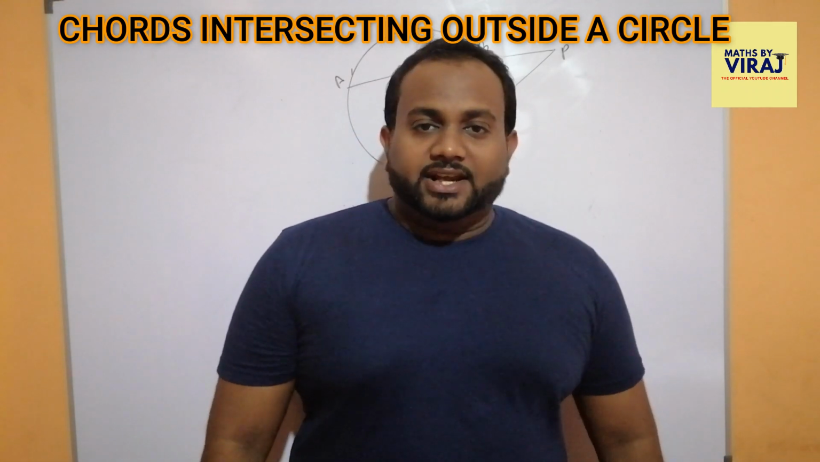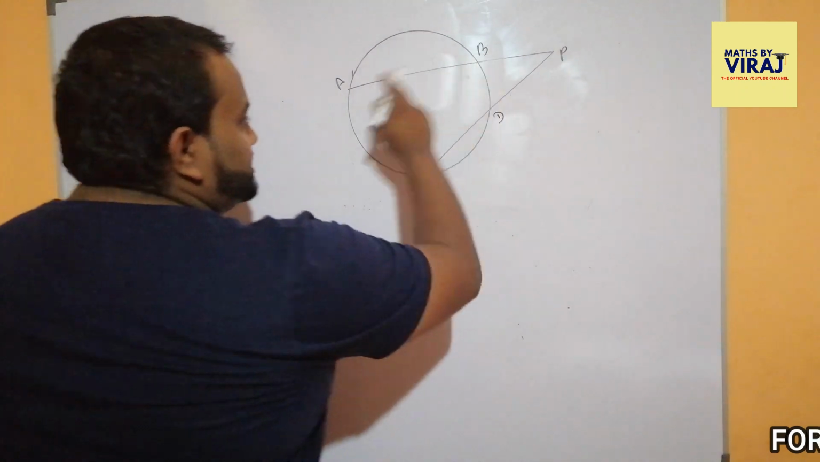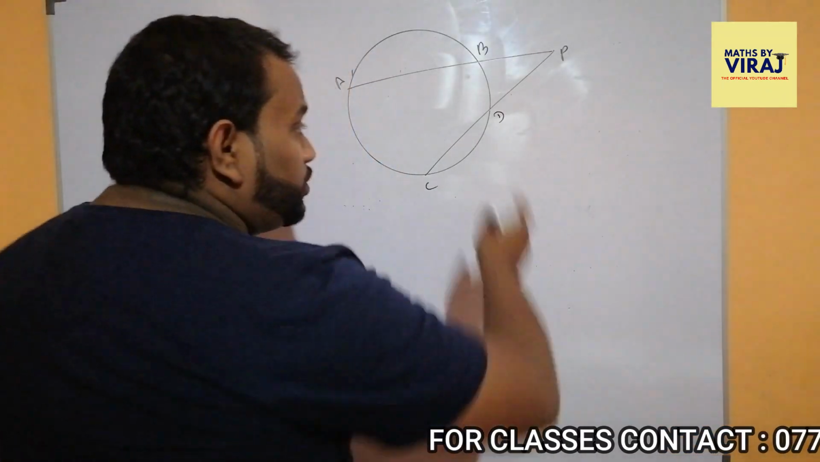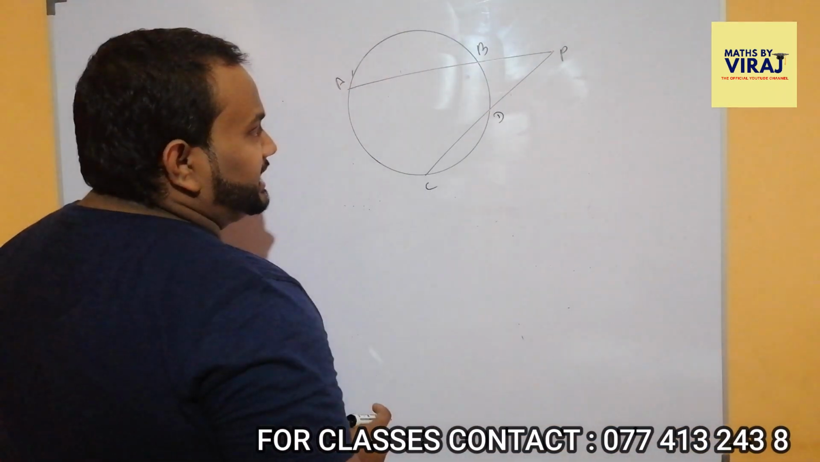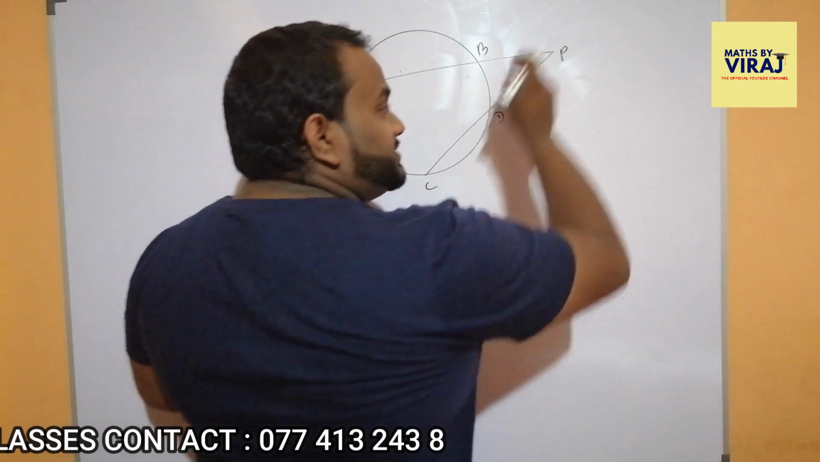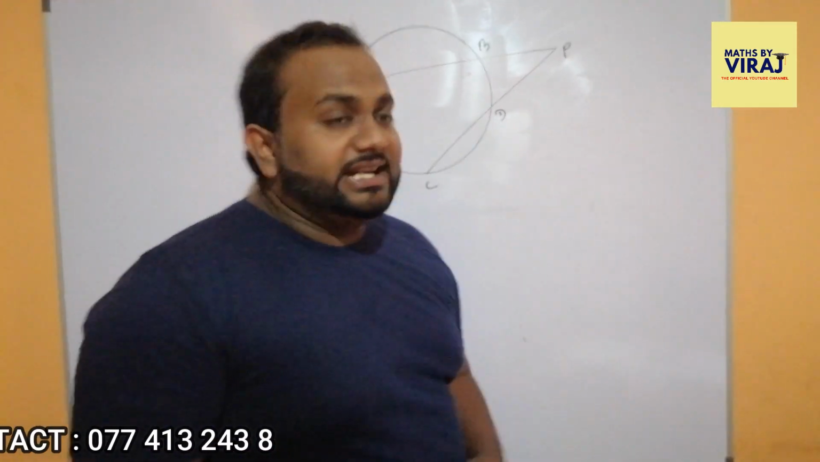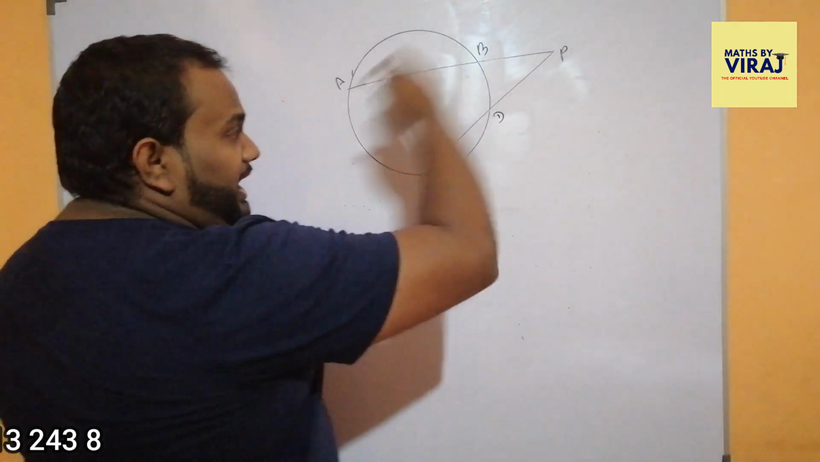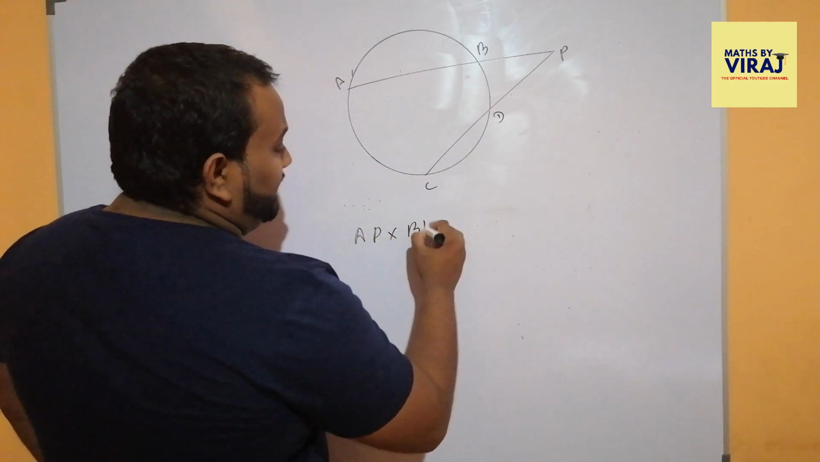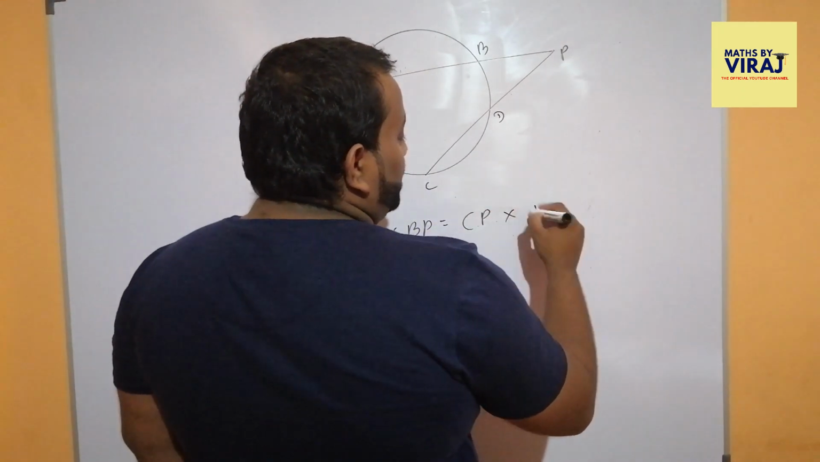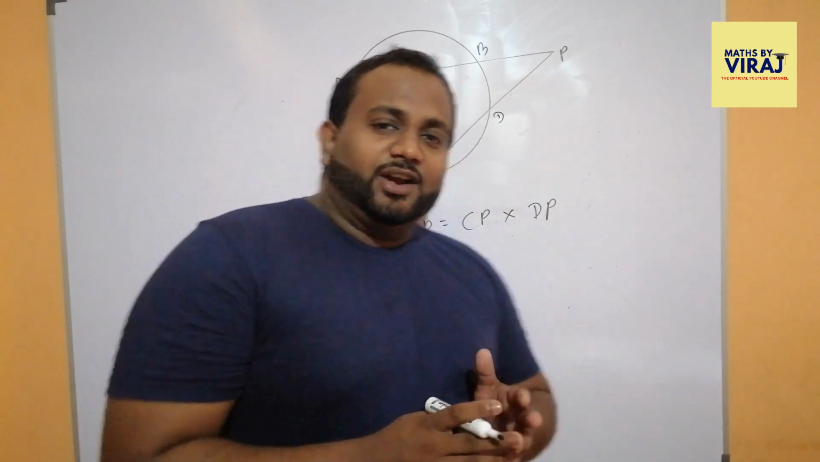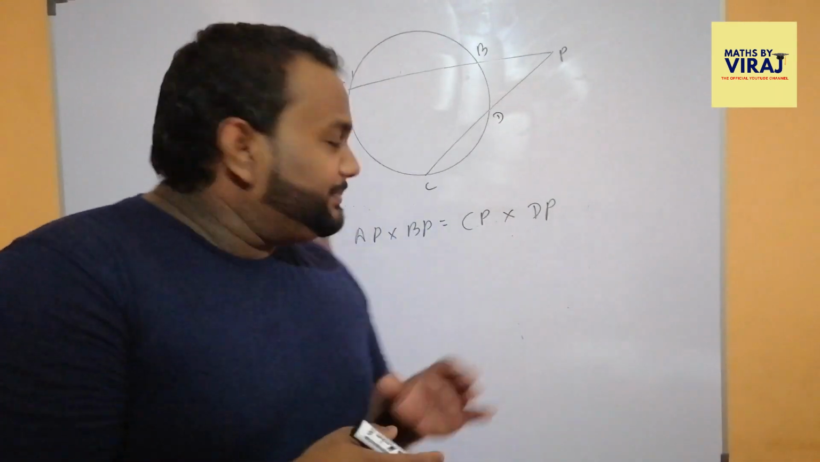Chords intersecting outside the circle. Here I have two chords, AB and CD. But unlike in the previous theorem, the two chords intersect outside the circle. Chord AB is extended to P and CD has also extended to P, and both the chords intersect at point P. Now if I am to write the equation, it would look like AP into BP is equal to CP into DP.